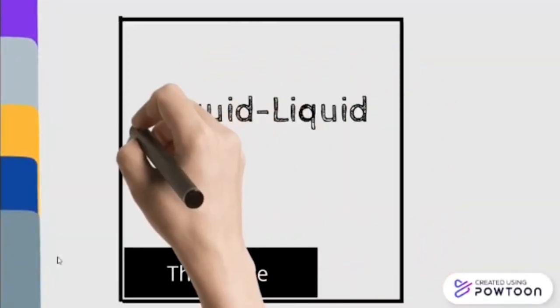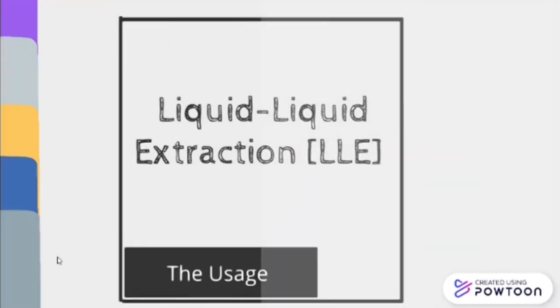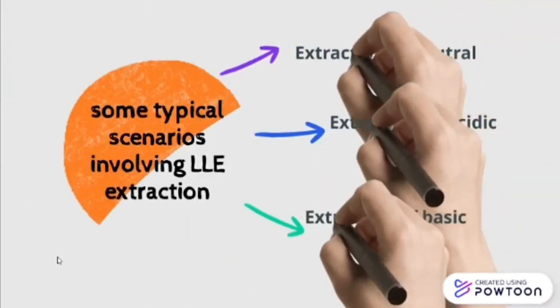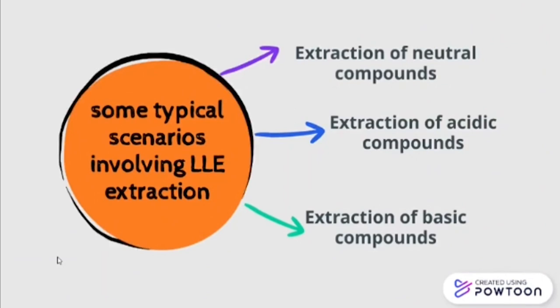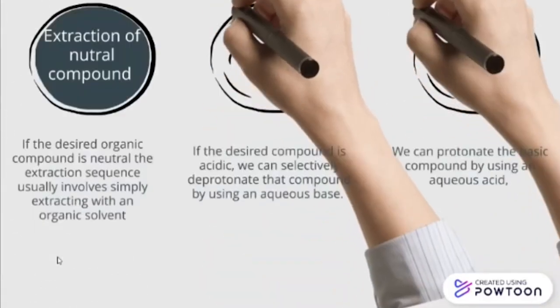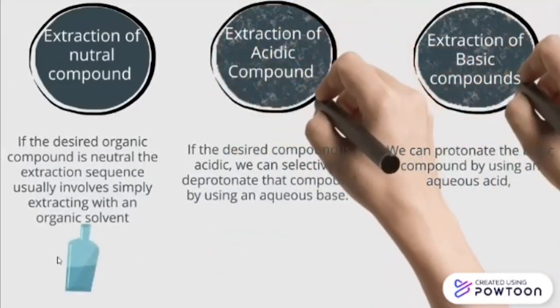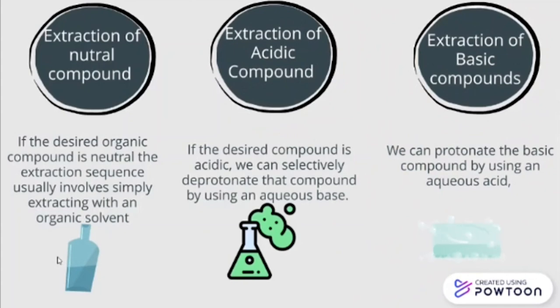Now let's have a look at the usage of liquid extraction. Here are some typical scenarios involving liquid extraction: extraction of natural compound, extraction of acidic compound, and extraction of a basic compound. Firstly, extraction of a natural compound. If the desired organic compound is neutral, the extraction sequence usually involves simply extracting with an organic solvent.